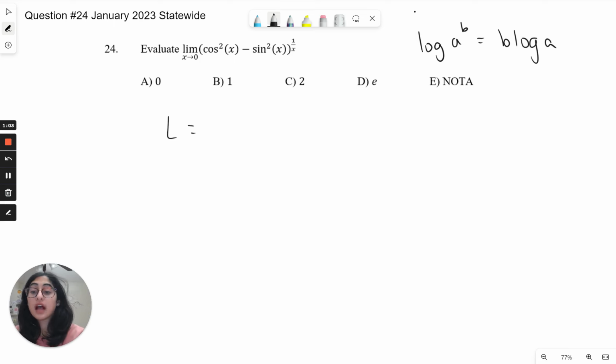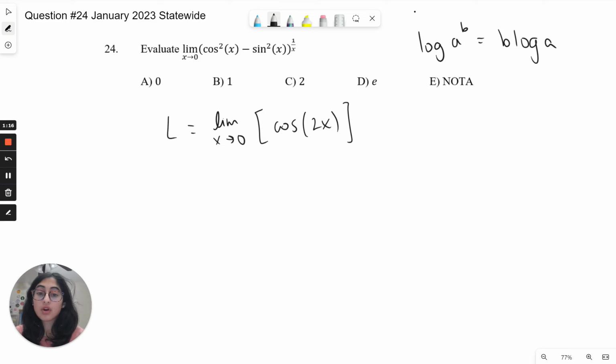So we have that L, our limit, is equal to the limit as x approaches 0 of cosine squared x minus sine squared x, which hopefully you recognize is the trig identity for the cosine of 2x, all raised to 1 over x. Now, if we were to take the natural log of that limit L, we would get the natural log of our aforementioned limit.